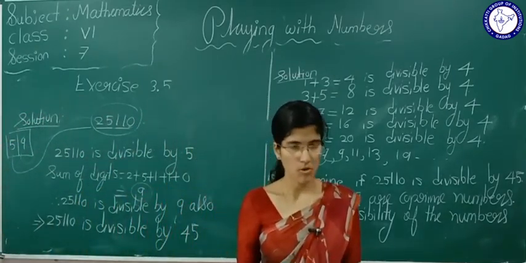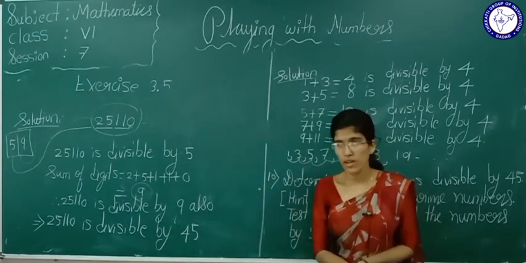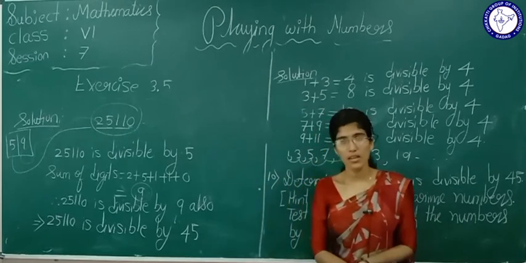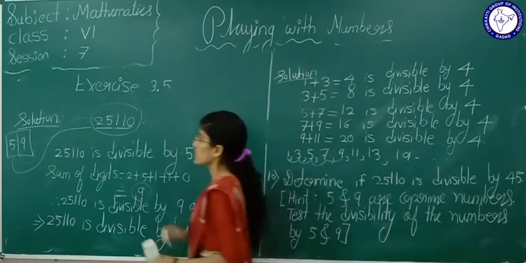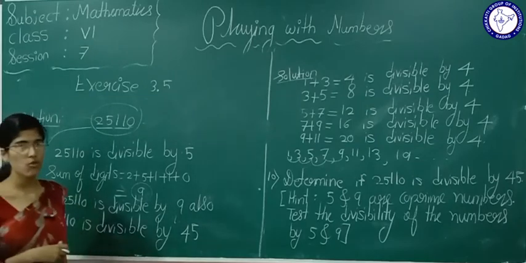So this is about the 10th one. Okay. So this completes your exercise 3.5. The remaining problems you have to try by yourself. Okay. Next we are going to see the next concept, that is highest common factor.